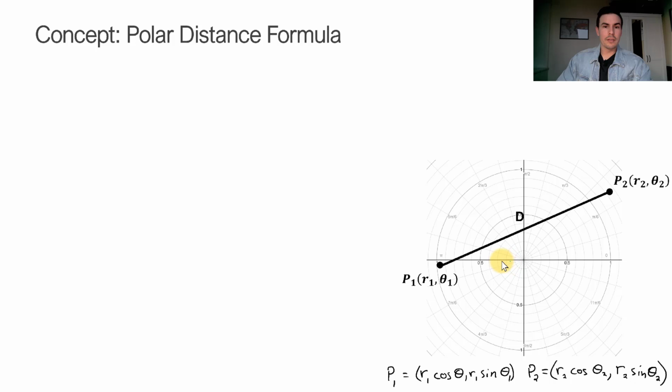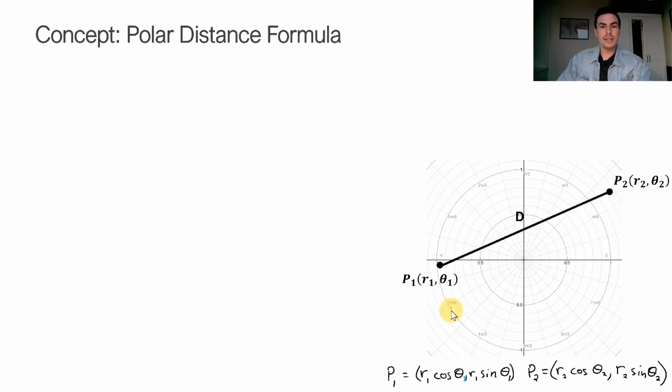If you remember how we found vectors and put those in component form, we would say r1 cosine theta 1 and r1 sine theta 1. There should be a 1 right here. That cosine theta 1 and sine theta 1 would be referencing the angle that this first point makes when I go from the pole straight out to that point. And then for P2, I'm going to write that as r2 cosine theta 2 and r2 sine theta 2.